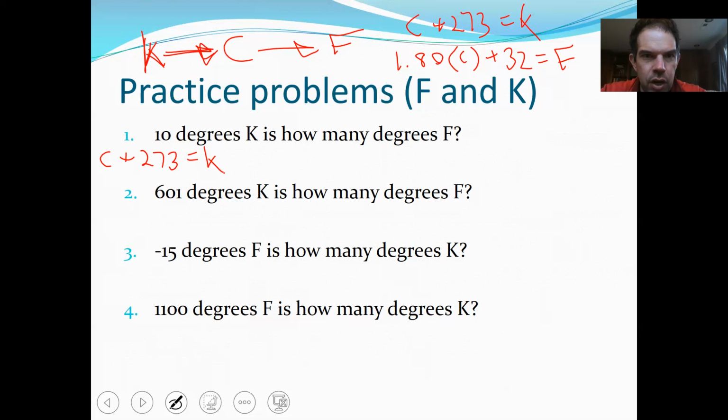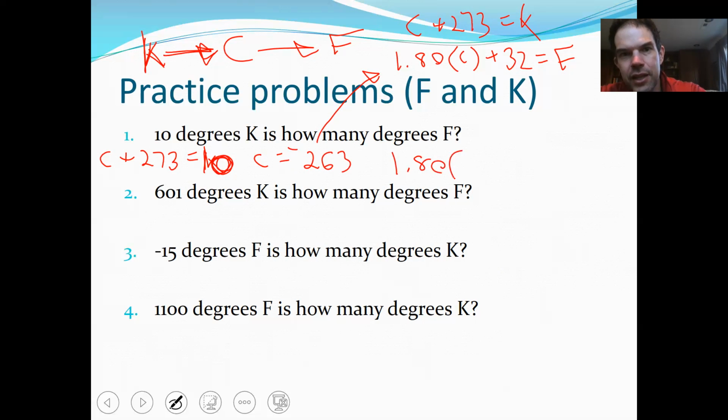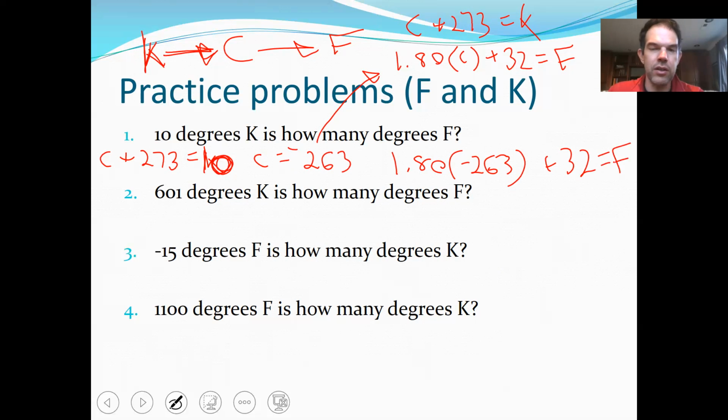So in this case here, I know that K is 10 degrees. So this is a 10. But you can figure it out. So in this case, I would go 10 minus 273. And it looks like Celsius is going to be equal to negative 263. Then I take it and put it in this other equation up here. So it's going to be 1.8, then inside the parentheses negative 263, and then plus 32.